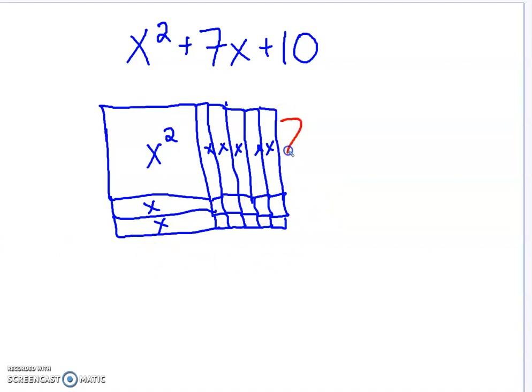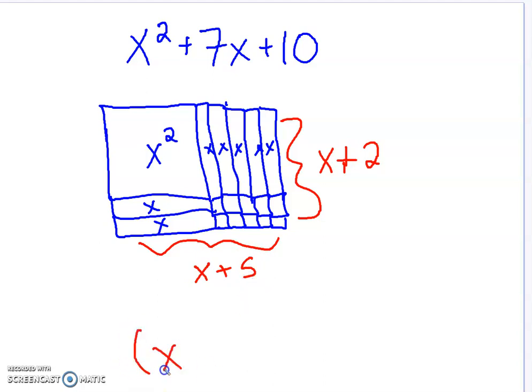So we're going to look at the dimensions. The height here, there's a length of x and then 2 lengths of 1. So x plus 2 would be this height. And the base would be a length of x and then 1, 2, 3, 4, 5. So x plus 5. So the factors would be x plus 2 times x plus 5.